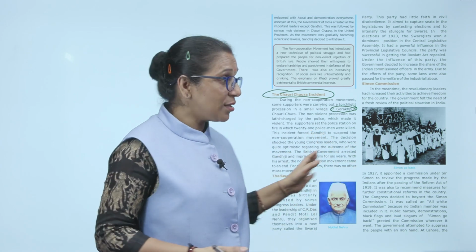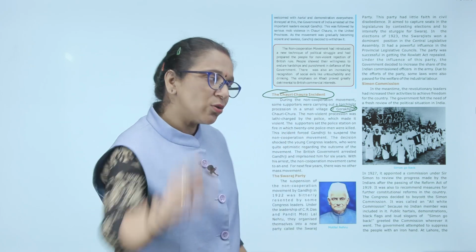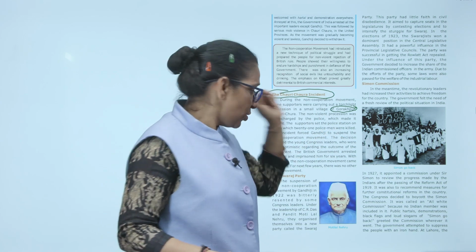And when Gandhiji heard this, that the movement had turned into violence, he decided, no, this is not the way of satyagraha. The movement is not non-violence, it converted into violence. That's why he decided to withdraw the non-cooperation movement. So this is the answer. Why was the non-cooperation movement withdrawn? Because of the Chauri Chaura incident.